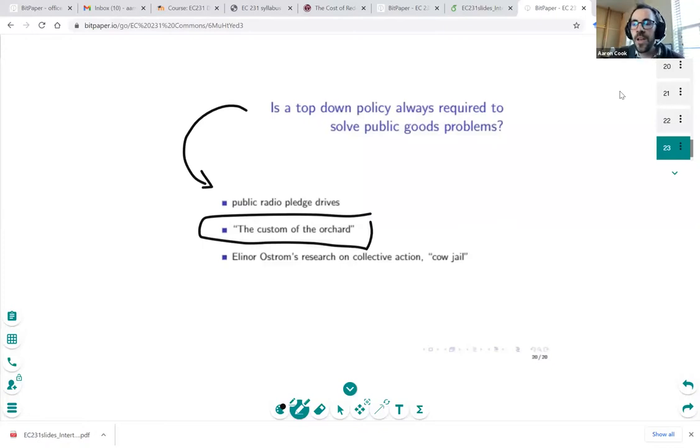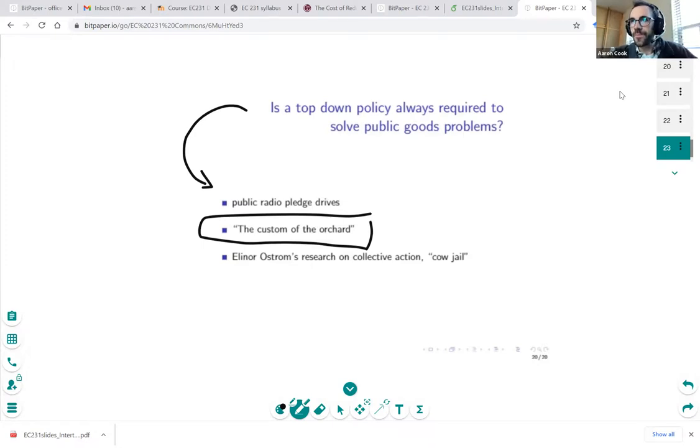That's a dilemma, in the same way that this fishing problem is a dilemma. You have natural incentives to free ride, and so you might think that's intractable, but there's been this informal custom that's developed among these orchard owners. It has emerged naturally over time as they have had to resolve this collective action problem.